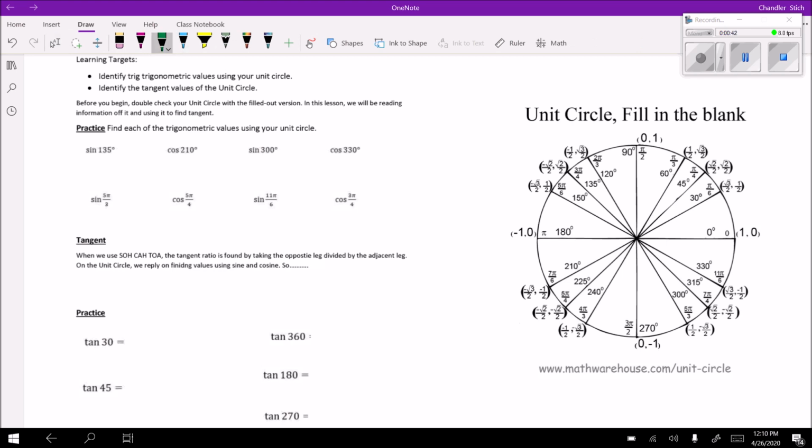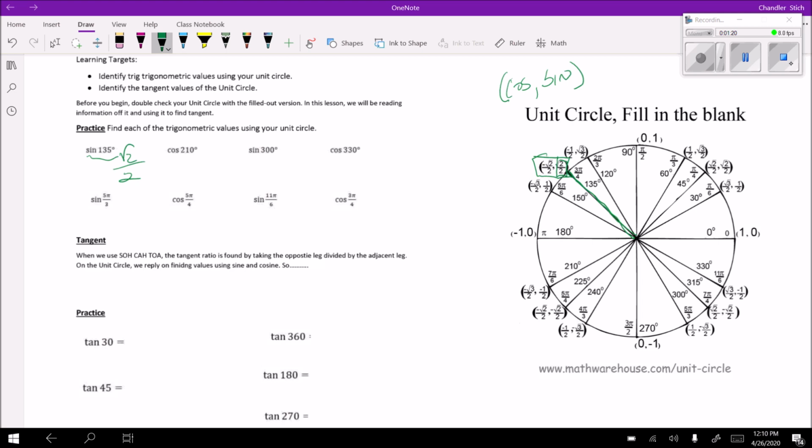Alright, so here's 135 degrees right here. And you see my two coordinate points, negative root 2 over 2 and root 2 over 2. Now remember, when we talk about the coordinate points, it is always cosine, comma, sine. So it's alphabetical. Cosine is first, cosine, sine. So here, if we're looking for the sine of 135, look at that second coordinate, and I have square root of 2 over 2. And that's my answer.